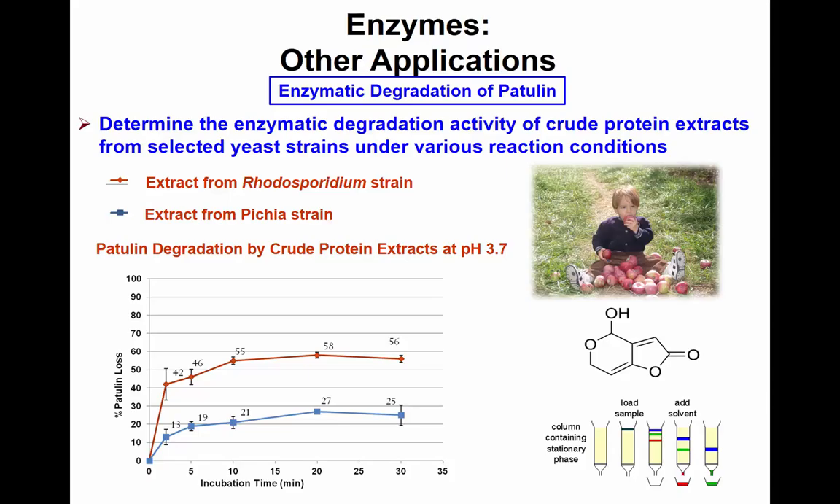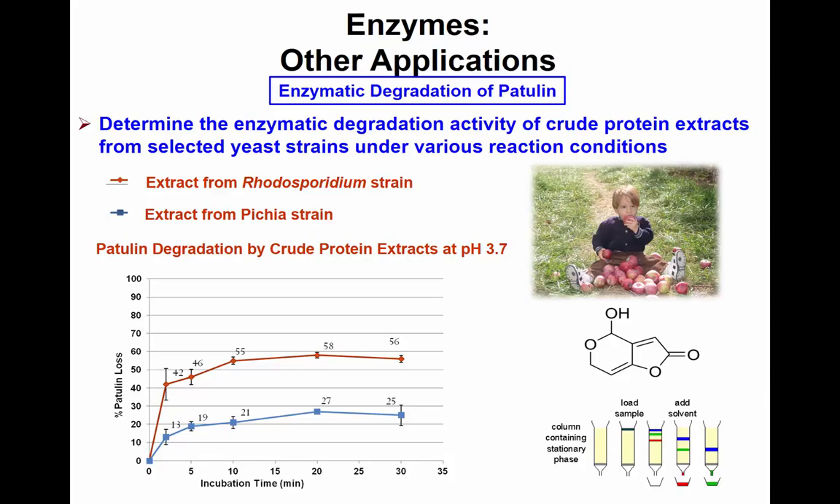We determined the loss in patulin over the time of the assay. And we found that, depending on the strain, some strains have more activity than other strains. So we came to prove that the degradation of patulin is actually enzymatic degradation. So how is that of relevance to the industry, to Pappenheim's and other industry?